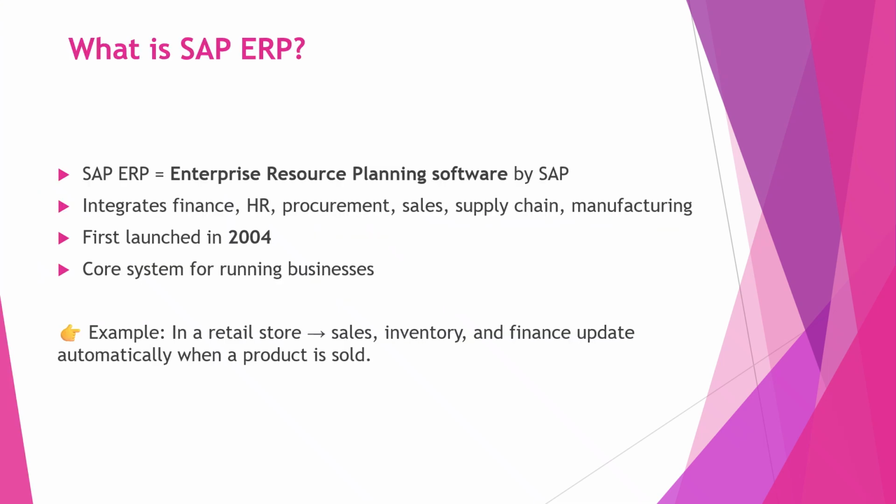What is SAP ERP? SAP ERP stands for Enterprise Resource Planning software developed by SAP. It integrates all major business processes into a single system: finance, HR, procurement, sales, manufacturing and supply chain. For example, in a retail store, if a product is sold, the sales module records the order, the inventory gets updated and finance automatically reflects the revenue, all inside the SAP ERP.